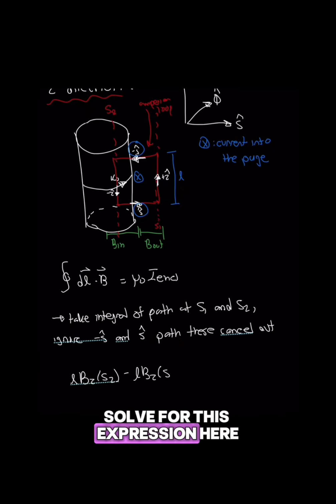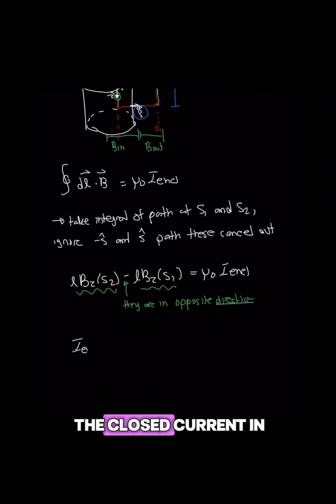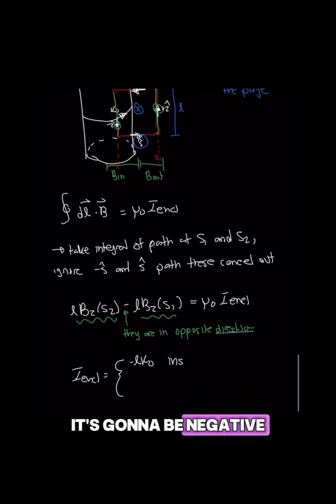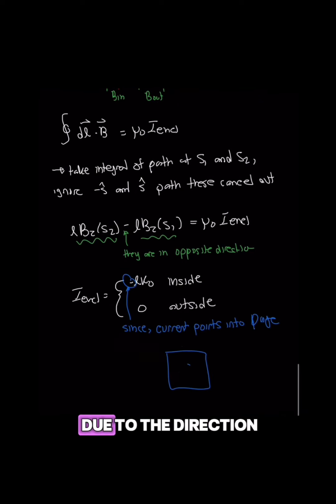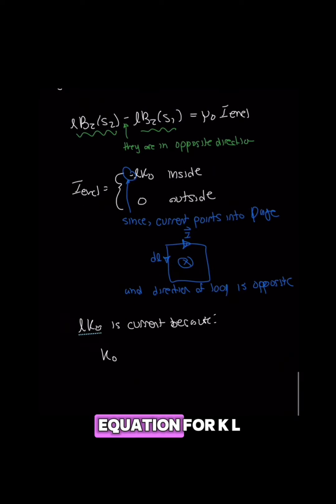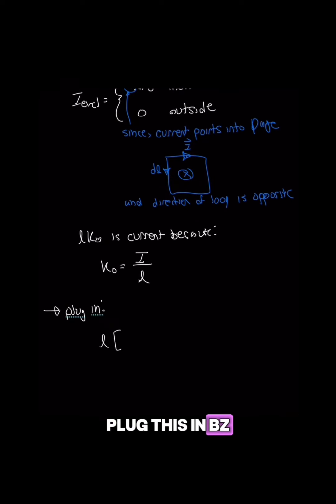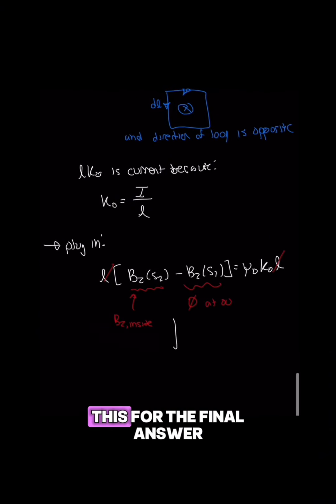So for this expression here, there's a minus sign because they're in opposite directions. If we look at the enclosed current in the loop, it's going to be negative L K0 inside, and then it's going to be 0 outside. The negative sign is due to the direction of the current, and it's L K0 because of our equation for K0. Plug this in. B_z at S1 is going to be equal to 0 because it's an infinite solenoid, and then we get this for the final answer.